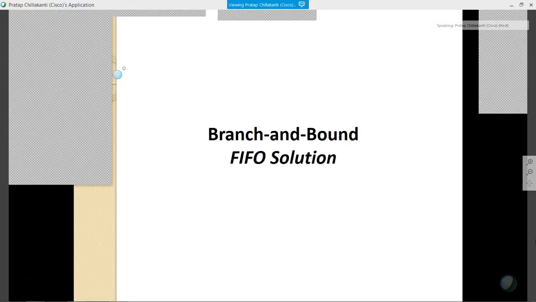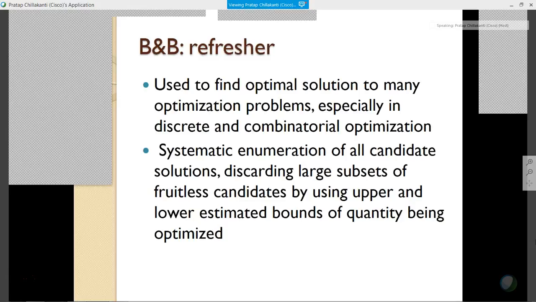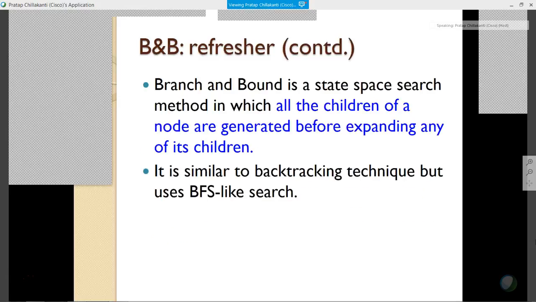Now there's another topic here in branch and bound, first in first out solutions. Let's look at what this is. First of all, what is branch and bound, right? We said we are finding an optimal solution for optimization problems, and we are enumerating all the candidate solutions and discarding large subsets of fruitless candidates by using upper and lower estimated bounds, okay? We know that already.